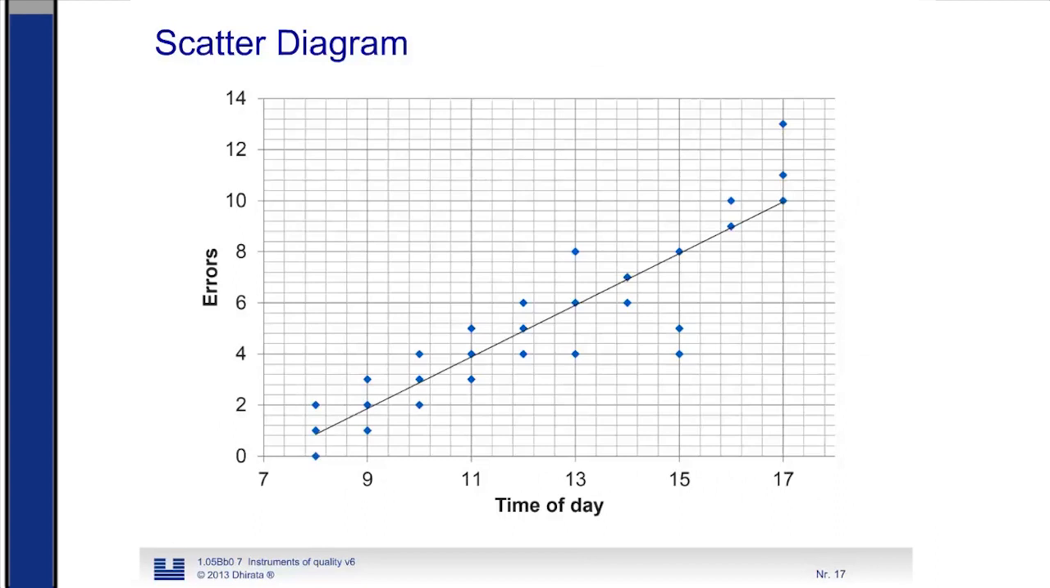Finally, we have the so-called scatter diagram. This is a tool that can help you to identify a correlation, to discover a link between two data sets. When we see the number of errors versus the time when the errors are made in this chart, it is clear that as you progress during the day, people will make more mistakes.